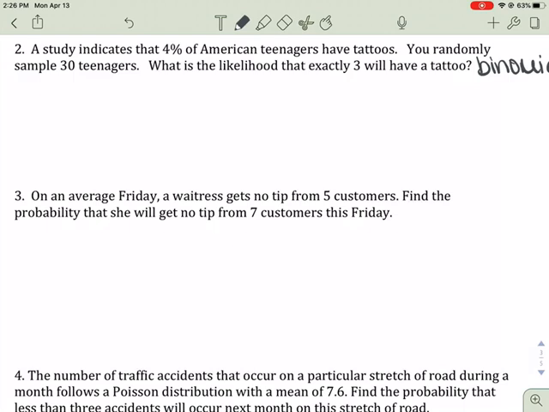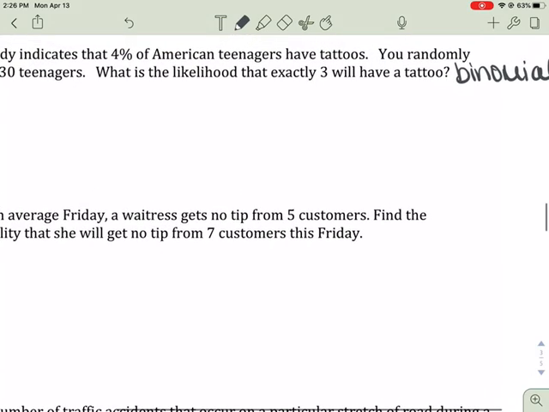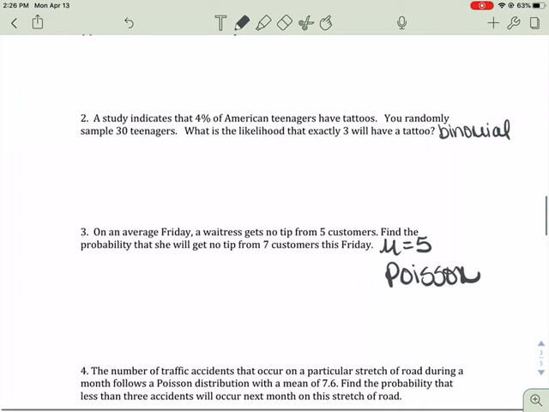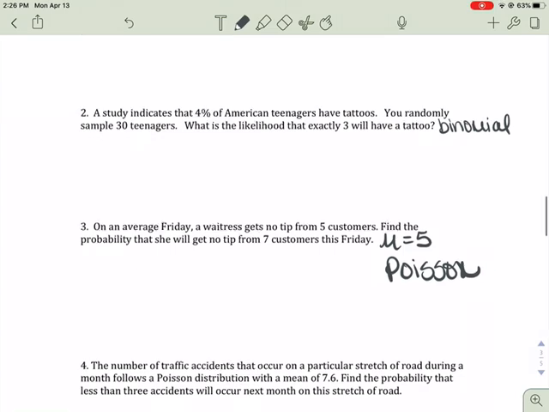On average, Friday, a waitress gets no tips from 5 customers. Find the probability she gets no tips from 7 customers this Friday. So in this particular problem, there's no success, there's no failure, but I do see that we have an average of 5, which tells me that this is a Poisson distribution. So I would do that accordingly.